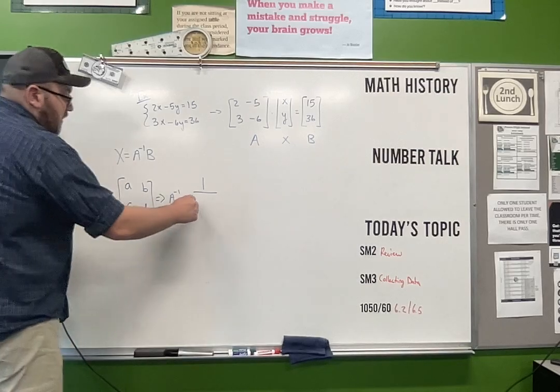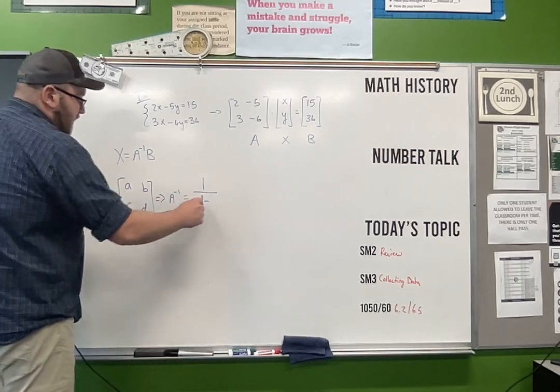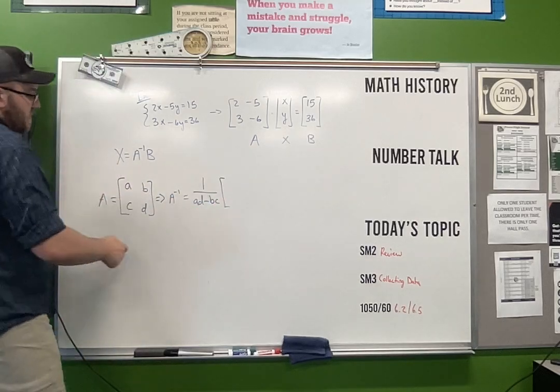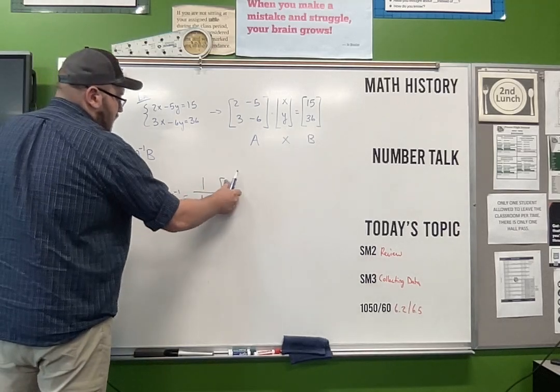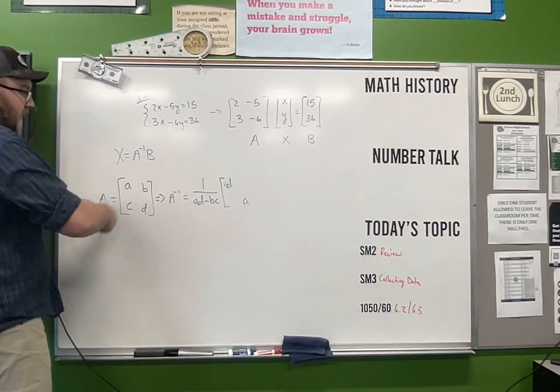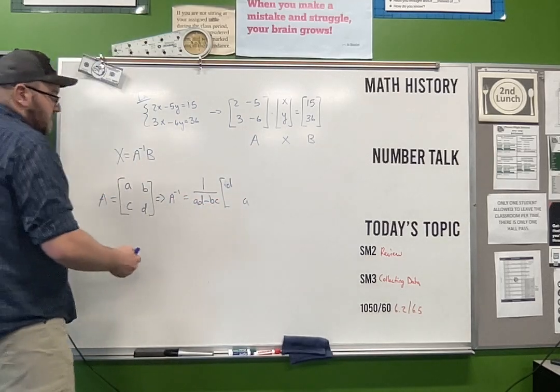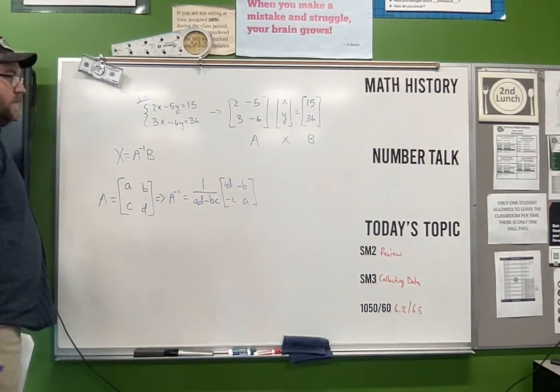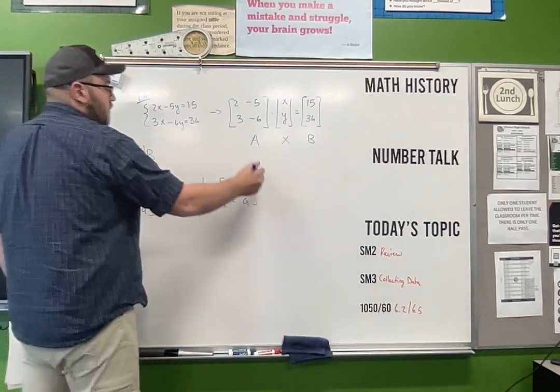But it's AD, so A times D, minus B times C, times, switch A and D. So this is D, and this is A. And then negate or change the sign on C and B. So negative C, negative B. So that's how we find the inverse. So I'm going to find the inverse of this one here.